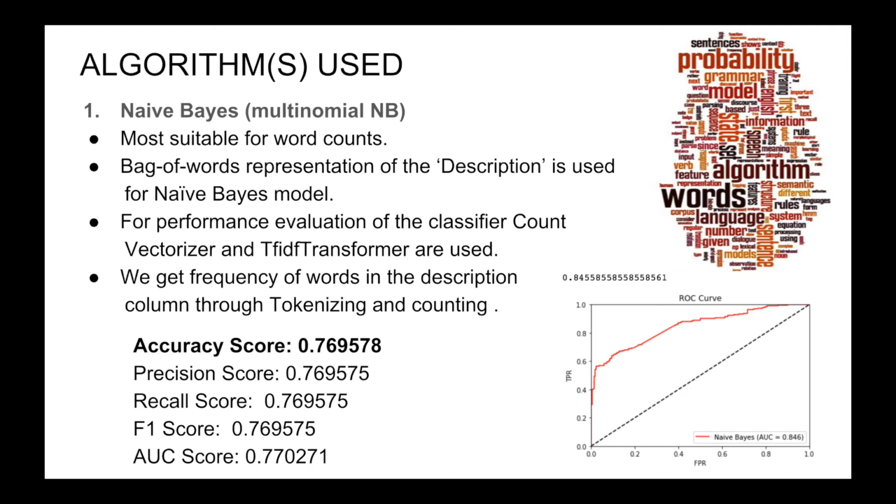For evaluating the performance of the classifier, CountVectorizer and TF-IDF transformers are used for training and test data. From this, we get the frequency of words in the description column, which we get through tokenizing strings and giving an integer ID for each possible token. And the second one is counting the occurrence of tokens in each document and weighting with diminishing importance tokens that occur in the majority of samples or documents. By this, we get an accuracy of 76.95.